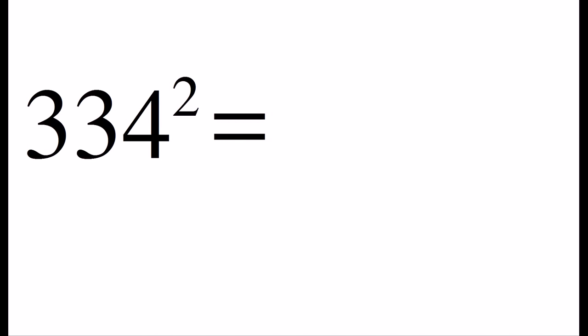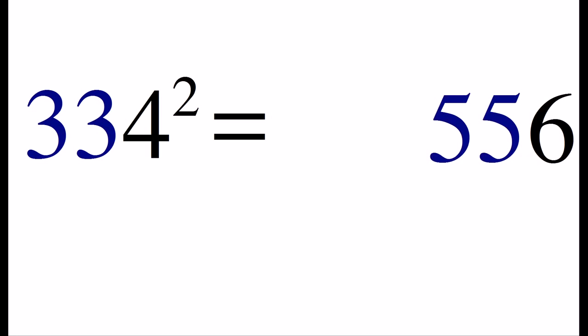In another example, we have 334 squared. We start by writing the number 6, and then we count how many times the digit 3 appears in the number. In 334, that's 2 times. So we write the same number of 5s, and we write an extra number of 1s. So 334 squared will be 111556.